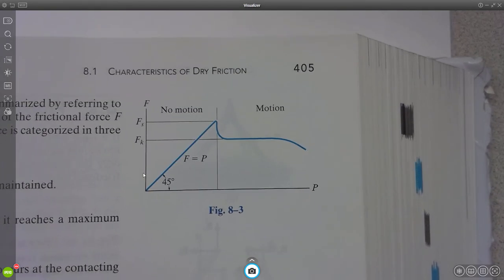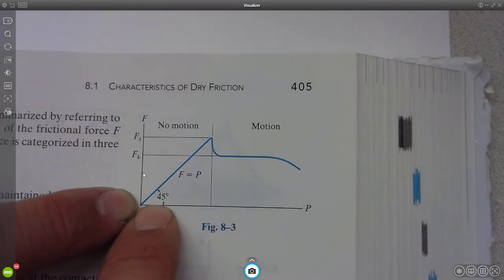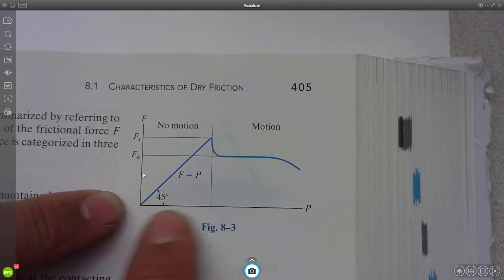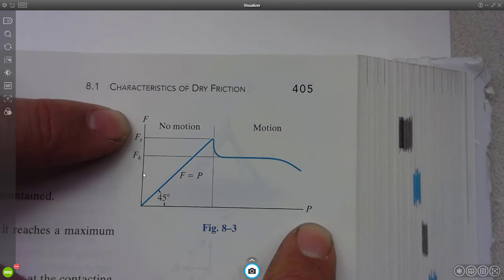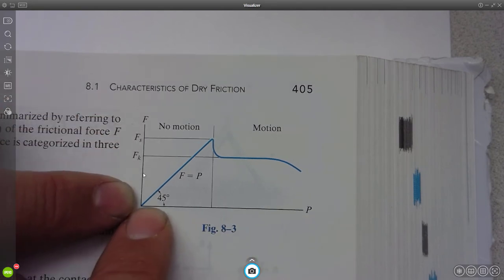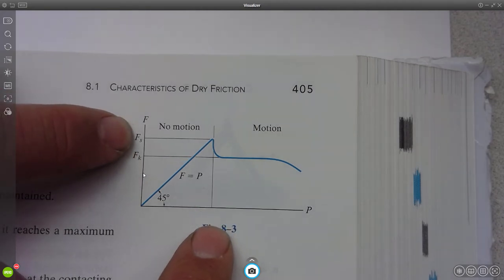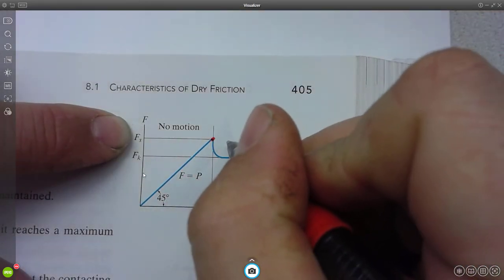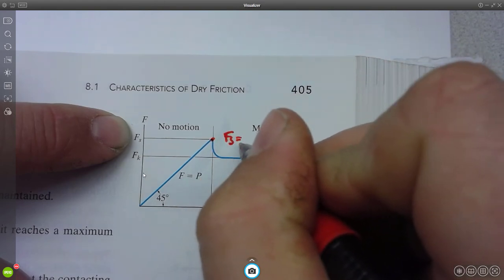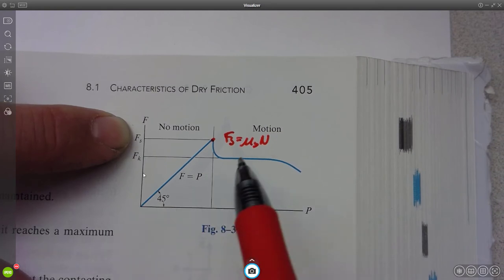So here's a typical plot of how friction works. If I've got a block and I start applying a pulling force, that is on the abscissa. On the vertical axis, we've got the friction force. They are one-to-one as long as we're in static equilibrium, up to the point where we reach the maximum friction force, which we're calling static friction. And that's where we say that static friction is equal to mu static times the normal.